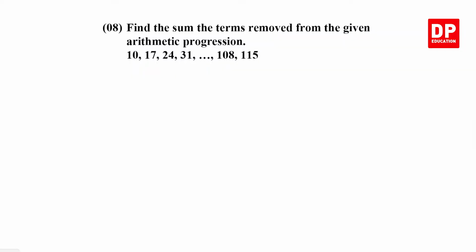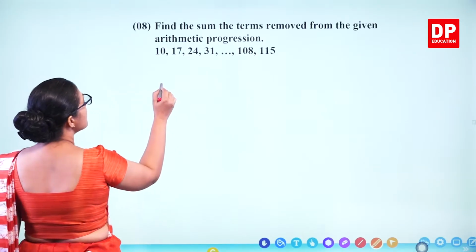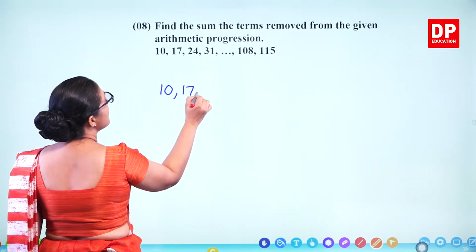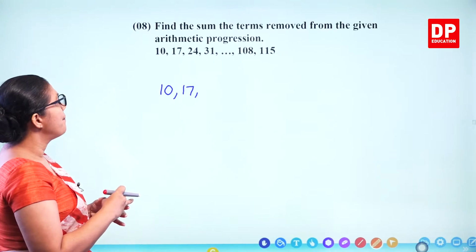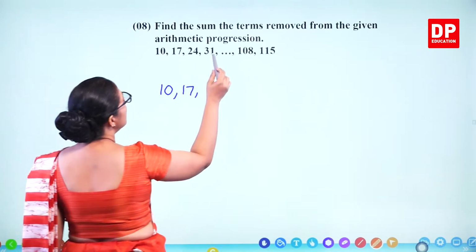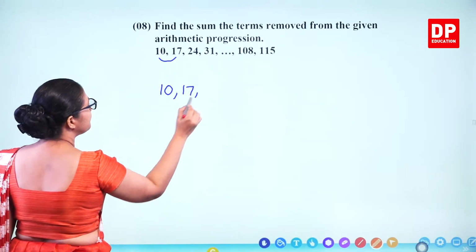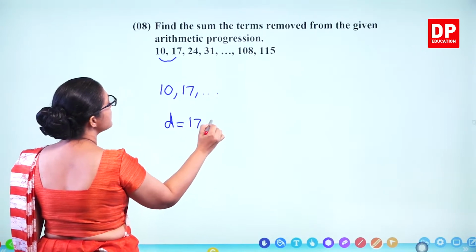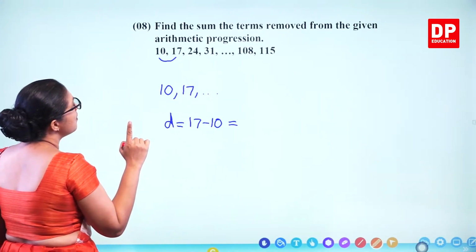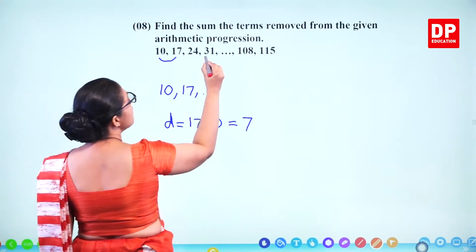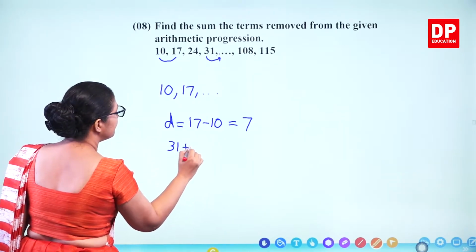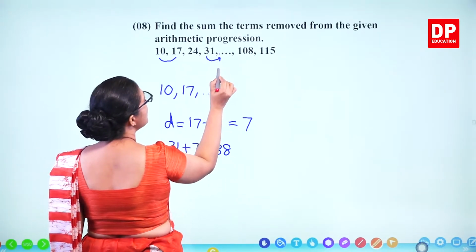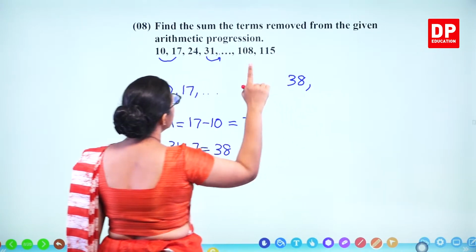Question number 8. Find the sum of the terms removed from the given arithmetic progression. 10, 17 are there. So these are the terms removed. So you are asked to find out the sum there. Now we'll see what's the first term. First you need to find out the difference. Difference is 17 minus 10, because this is an arithmetic progression. So that's 7. So what's the first term that's removed? 31 plus 7, 38. So starting from 38, then the next number, adding 7.